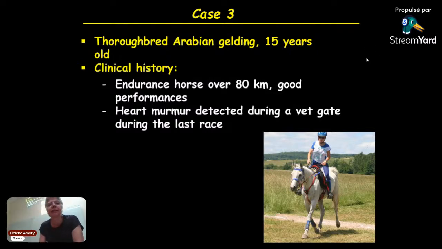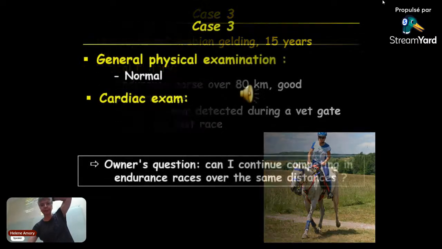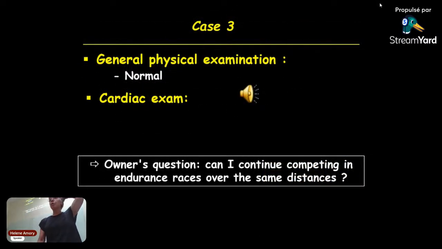Okay, then this is a thoroughbred Arabian gelding, 15 years old. It's an endurance horse, 1 star, I think, 80 kilometers, at the FEI level. Good performance, performed quite well. But you know, those horses have to have vet gate visits before the race, during the race, and during those auscultations the vets auscultated a murmur at the last race. And then the owner wants to know if he can continue to use this horse in endurance competition.